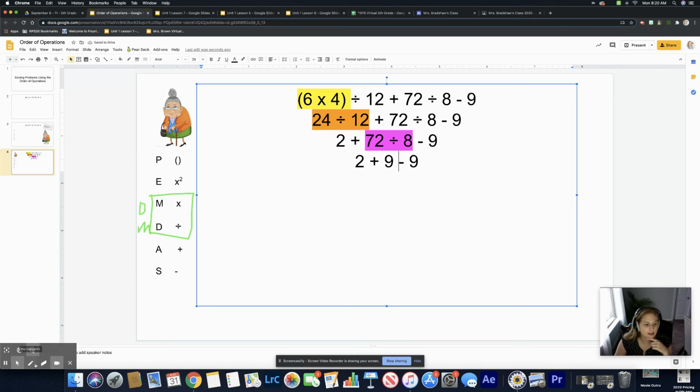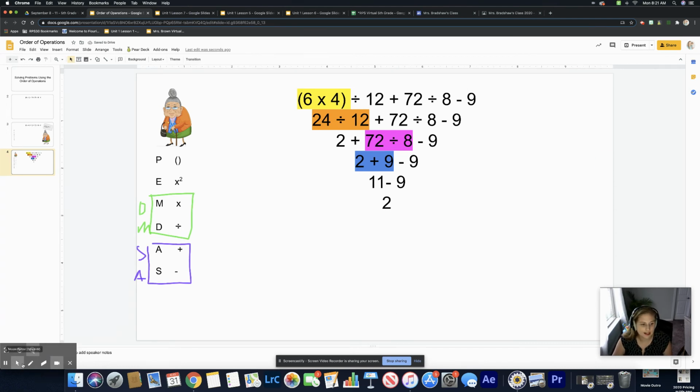So now, do I have any multiplication or division left? I do not. So I go on to my next part, addition and subtraction, or it can be done subtraction and addition. So let's look. What comes first? Addition in this case. So I have 2 plus 9, and I know 2 plus 9 is 11. Bring down the rest of my problem. Now I have 11 minus 9, and I know that is 2.